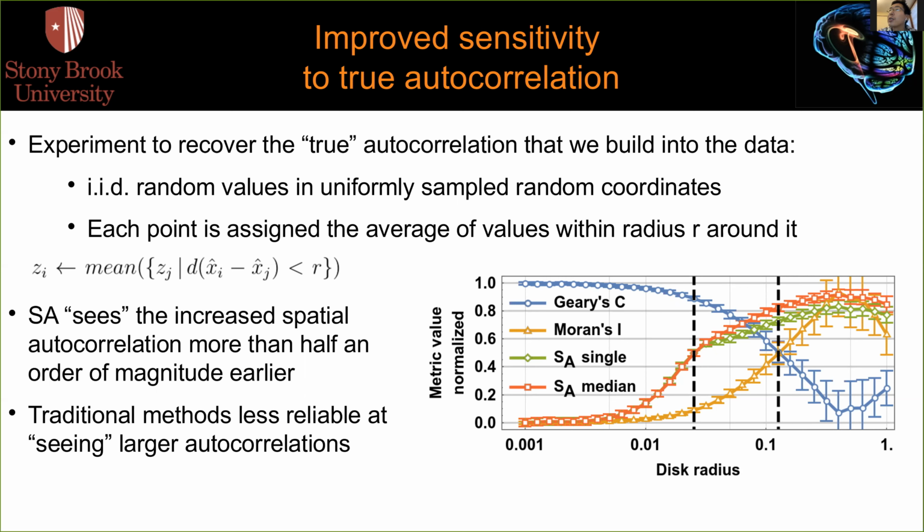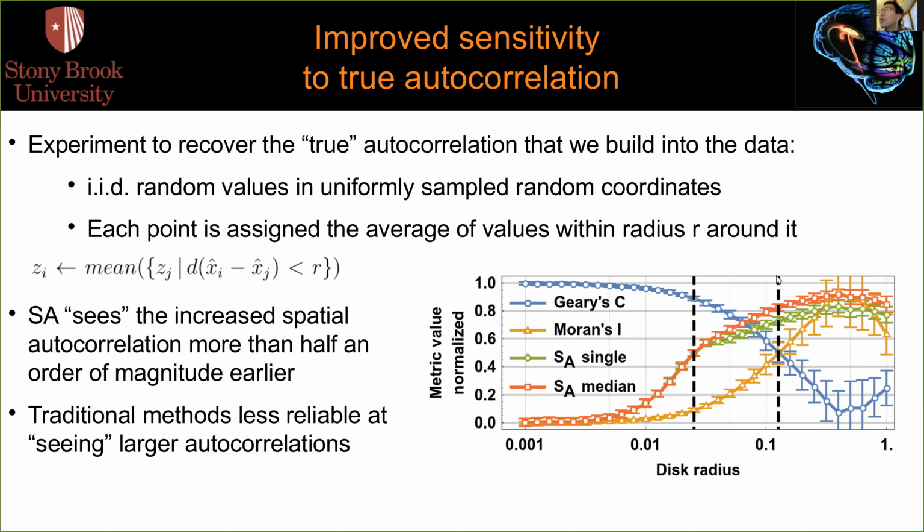The larger the disk over which the averaging is done, the more autocorrelated the variable becomes. Once we measure what Geary-C, Moran-Zai, and SA can compute on this data with known autocorrelation, we can see that SA starts seeing the increasing spatial autocorrelation much earlier. On the left black dashed vertical line, we can see that half of the range of the SA from 0 to 1 is reached some half an order of magnitude earlier than in the case of Geary-C and Moran-Zai.